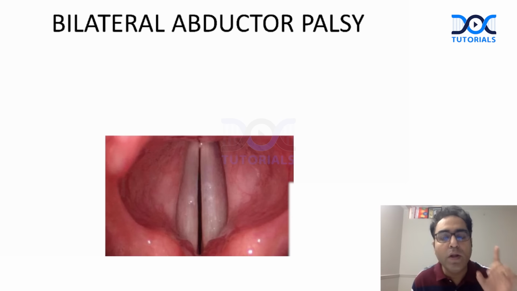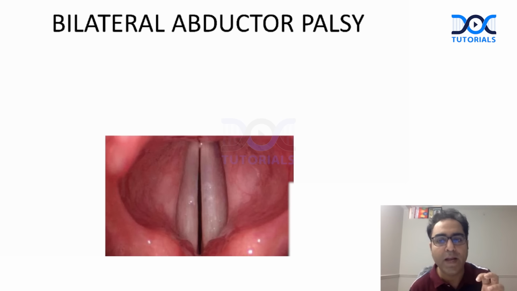Guys, the famous golden rule is we breathe with open vocal cords, but we speak with closed vocal cords. Unfortunately, both RLNs have been damaged. All muscles were non-functional, only cricothyroid was functional, and that is actually an adductor muscle. Both vocal cords came to the midline and stopped there, and this is a condition called bilateral abductor paralysis. In this situation, vocal cords are permanently closed. So the patient cannot breathe but can speak normally.